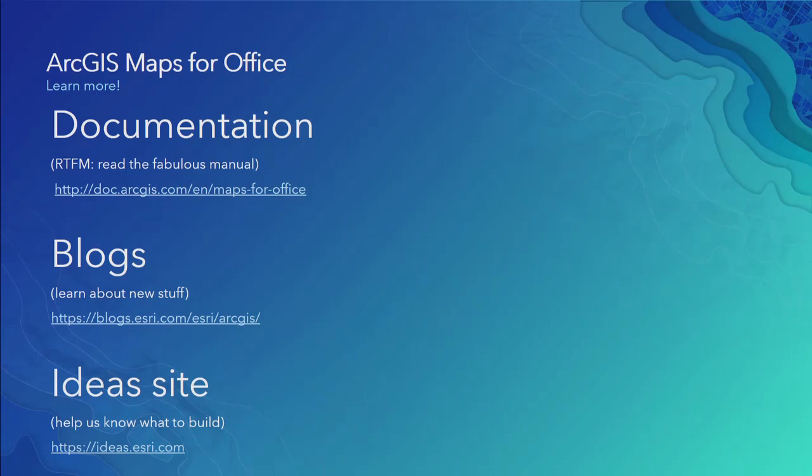We also have an ideas site out there. If you have an idea that you want to see in the product, go to the ideas site, pick Maps for Office, and let us know what you want to see in the product. We pay attention to this. We prioritize our backlog based on the ideas coming from here. So please go there and let us know what we can do better.